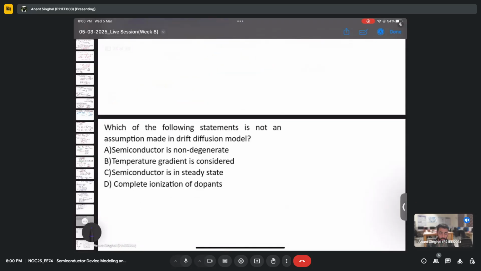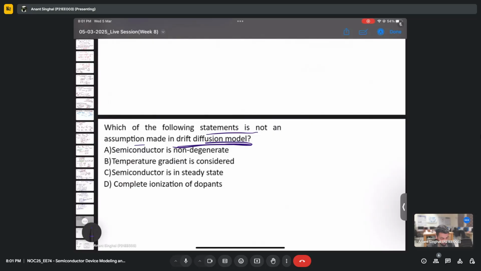So now let's see some problems. There are very basic problems in this lecture, so that is why I do not indulge in many problems, because it is more of a conceptual topic. So the first problem is: which of the following statements is not an assumption made in the drift diffusion model?